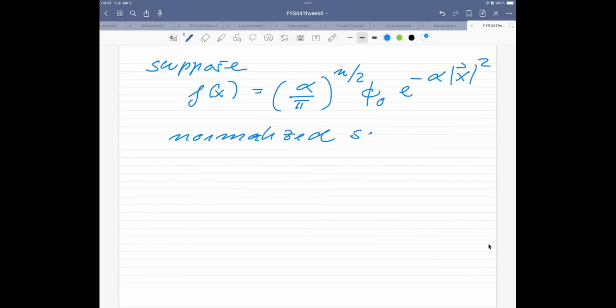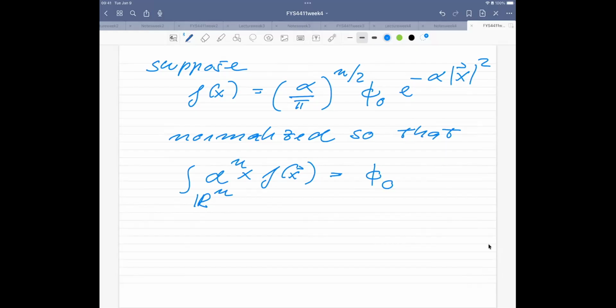So that when I integrate over d n of x of f of x, for x in space of real coordinates, this is equal to phi 0. So that's a normalization constant. Okay.